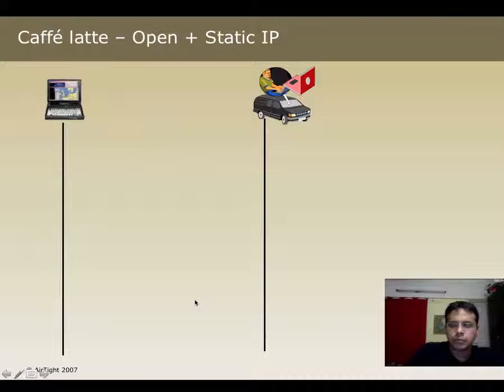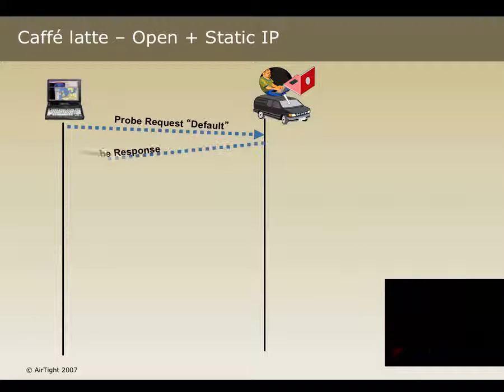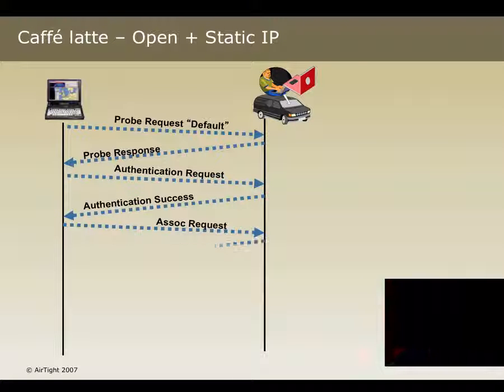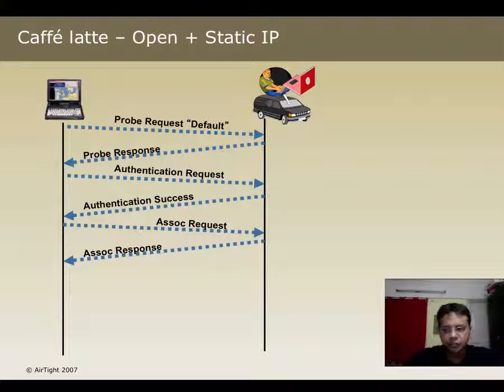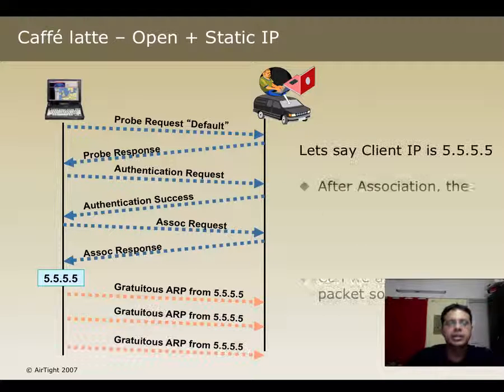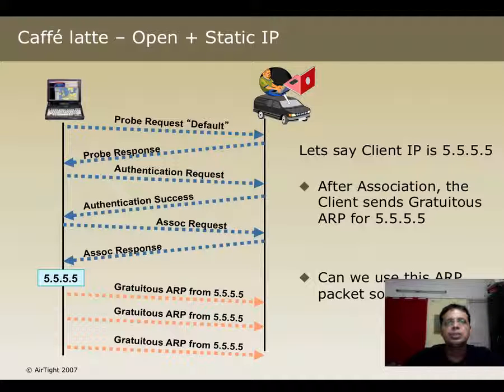So here is the case. Even though the slide says static IP, the same thing applies to DHCP, as you will notice shortly. The client sends out the probe request, the attacker sends the probe response, and they complete the authentication phase and the association phase. After that, if it is a static IP address, the client will immediately send out the gratuitous ARP packets. If it is configured for DHCP, it will time out first and then send out the gratuitous ARP packets announcing its IP address to the rest of the network. Here is the thing: the attacker cannot see any of these packets right now because they are encrypted.